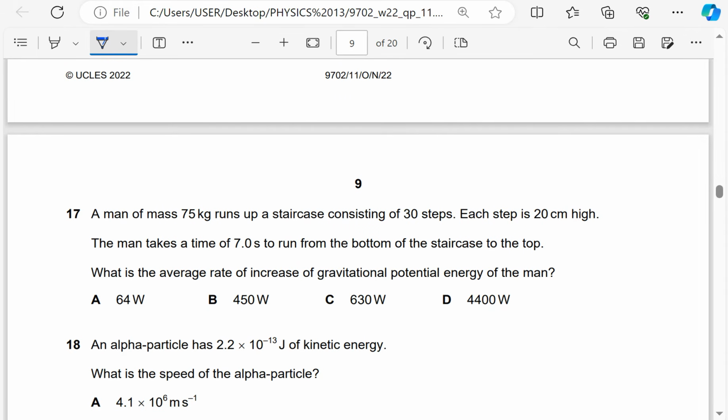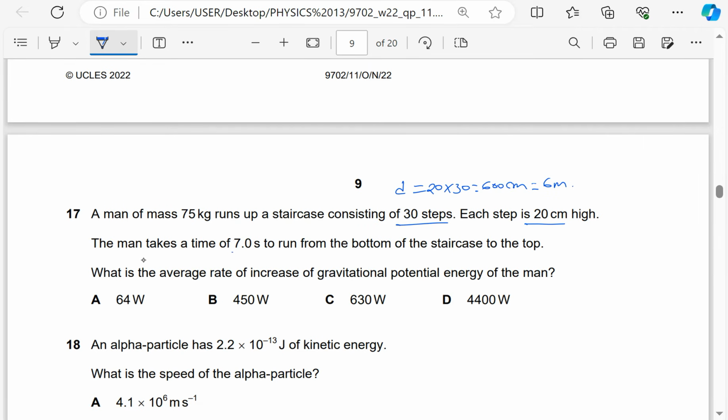A man of mass 75 kilograms runs up a stair consisting of 30 steps. Each step is 20 centimeters. Okay, so I can find the vertical distance already. The vertical distance will be 20 times 30, which is I think 600 centimeters, which is 6 meters.